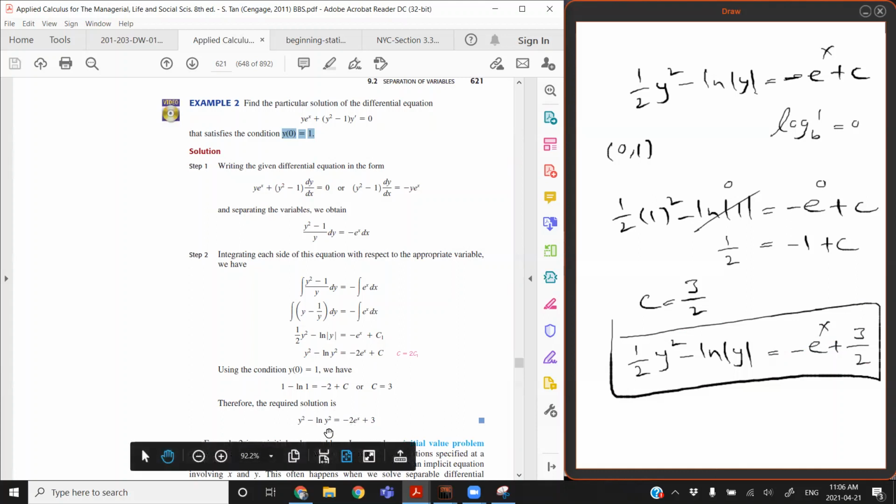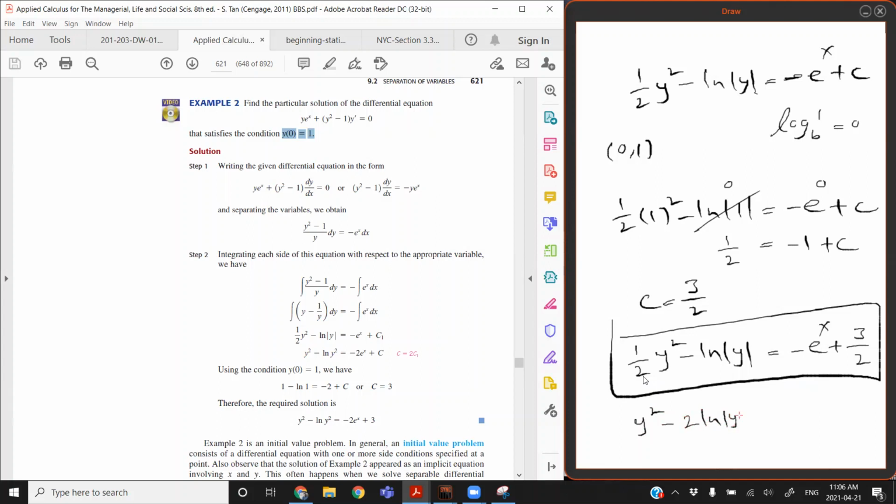What has been done here is simply multiplying both sides by 2 to get rid of the 1/2. You can do that. When you have an equation, you can multiply both sides by any non-zero number. If you do that, you get y squared minus 2 ln of absolute value of y is equal to minus 2e to the x plus 3.